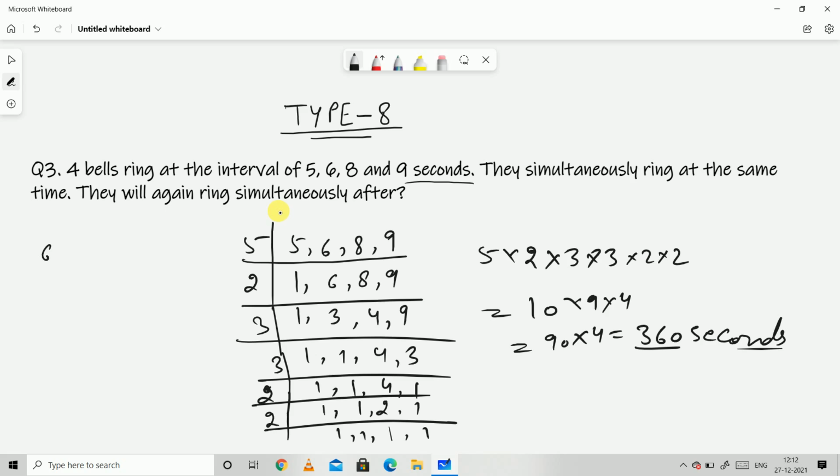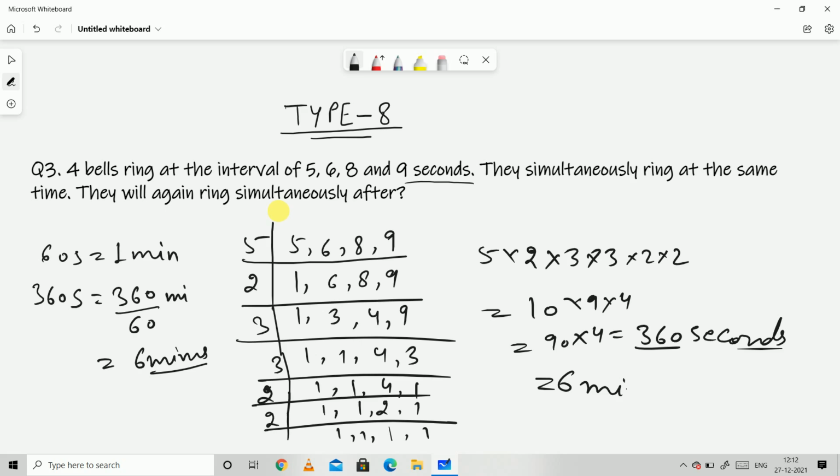Now we know that 60 seconds is equal to 1 minute, right? So 1 second is equal to 1 by 60 minute. So therefore 360 seconds will be how much? 360 by 60 minute, right? So that is going to be 6 minutes. So we found it out in minutes also. So after 6 minutes, these bells are going to ring simultaneously again.